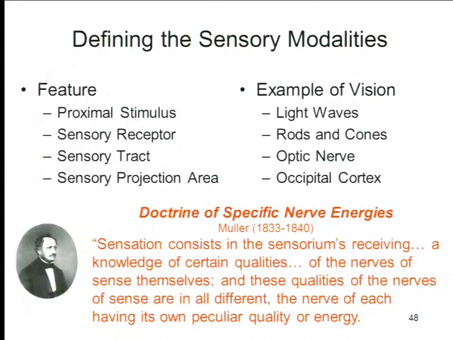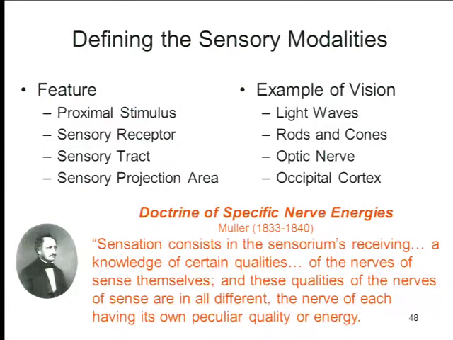Then there's a particular sensory tract, a bundle of nerve fibers that connects each of these sensory receptors to higher neural centers, like in the spinal cord and the brain. In the case of vision, that is the optic nerve, okay? And then finally, there's a sensory projection area somewhere in the brain, typically in the cerebral cortex, that is the final destination for all these sensory impulses, and that, in the case of vision, is the occipital cortex.